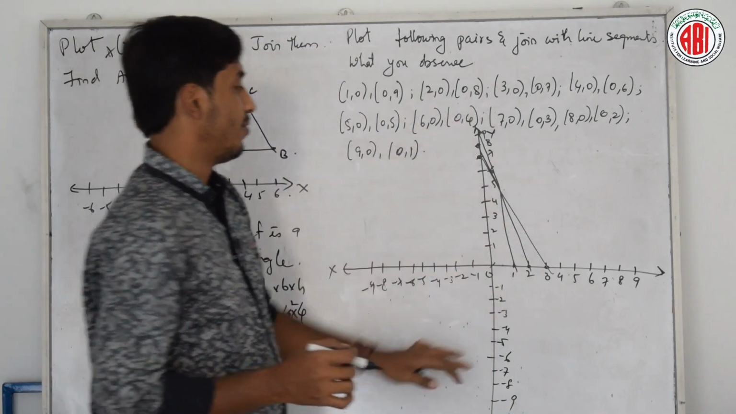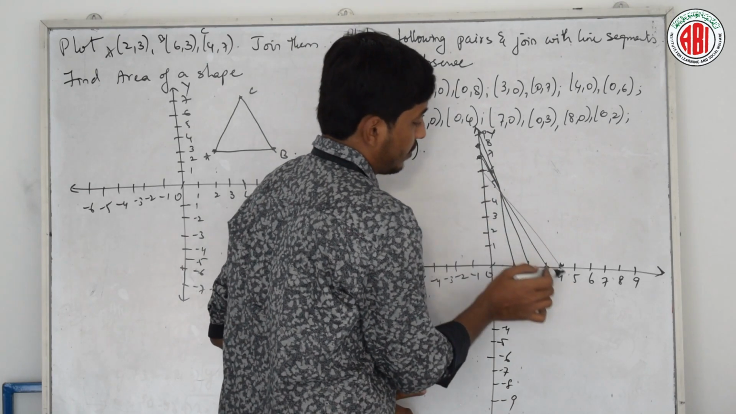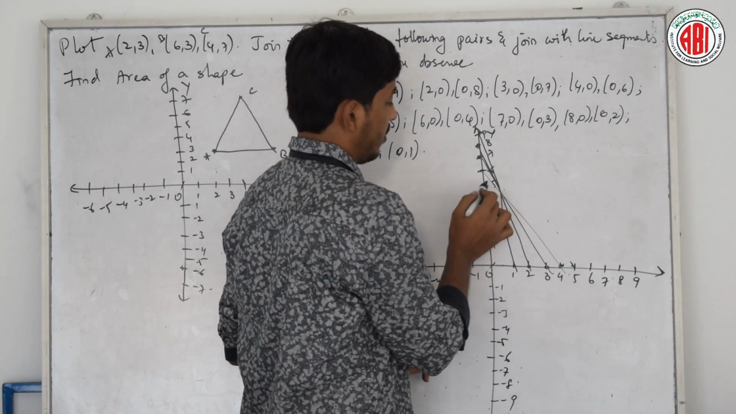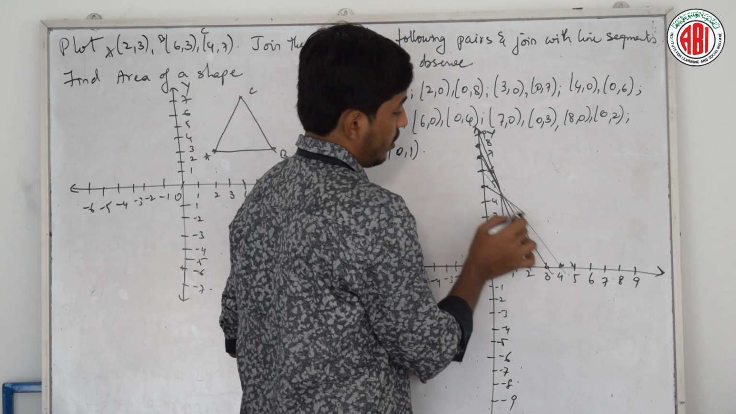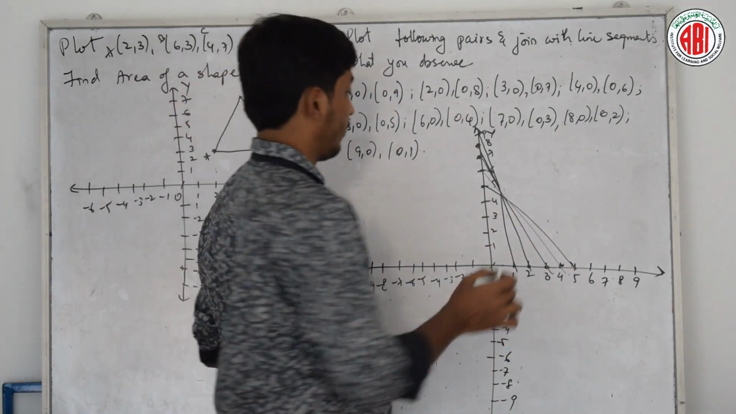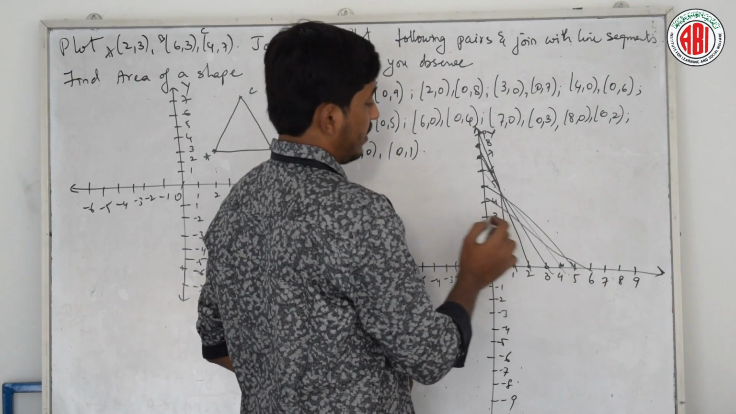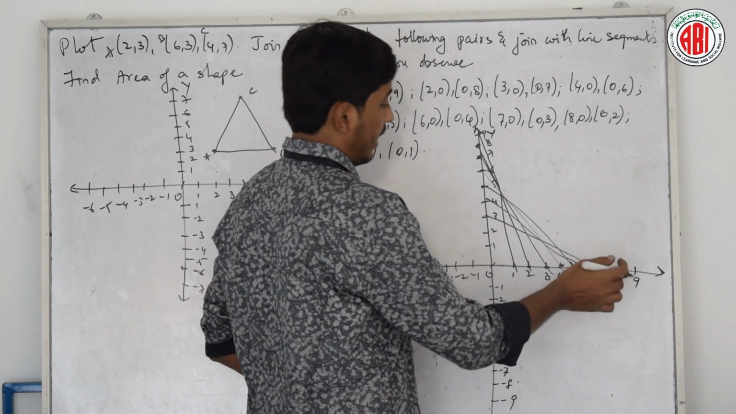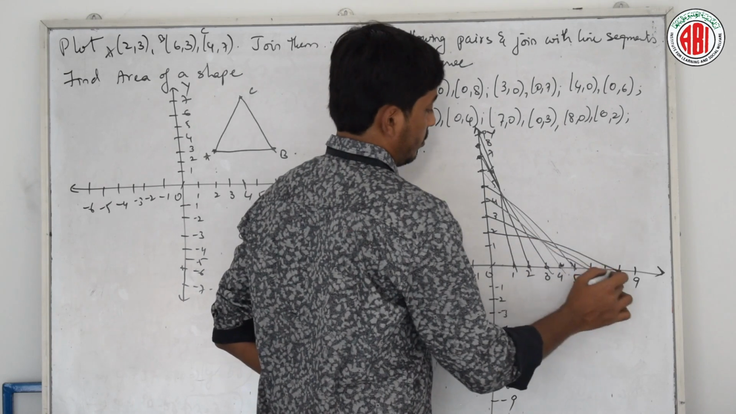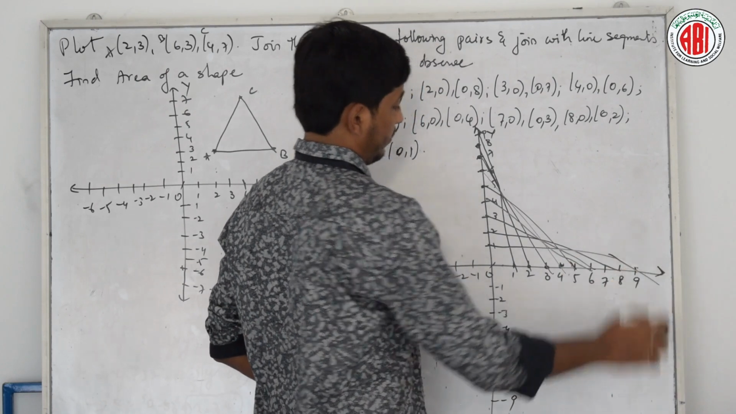Fine. Similarly 4, 0 and 0, 6. Again these 2 points let us plot. Again 5, 0 and 0, 5. Let us join these two. Next 6, 0 and 0, 4. Again these two. Next 7, 0 and 0, 3. Again next 8, 0 and 0, 2, and 1, 0. This is one more point.